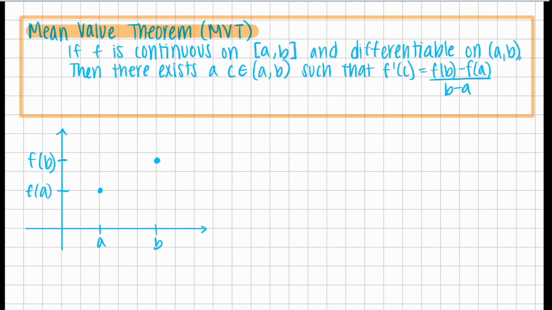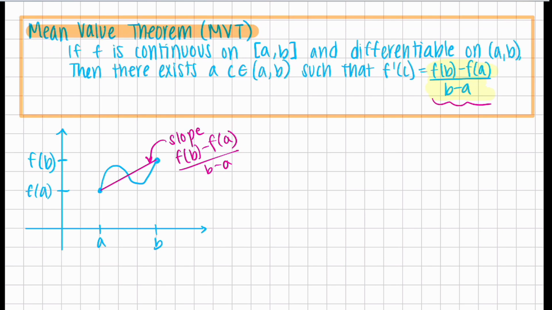Now, if f is continuous and differentiable on that interval, I'm just going to make it some continuous function. Okay, now this second part of this equation is the slope of the secant line that connects (a, f of a) and (b, f of b). So if I draw a straight line, the slope of this line, think y2 minus y1 over x2 minus x1. Notice that is the right side of this equation right here.